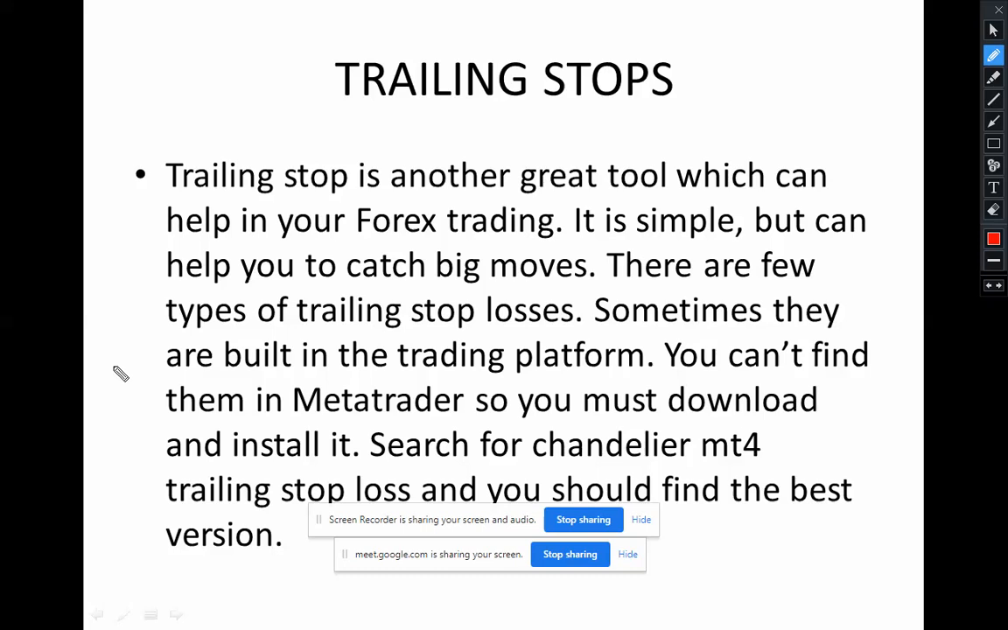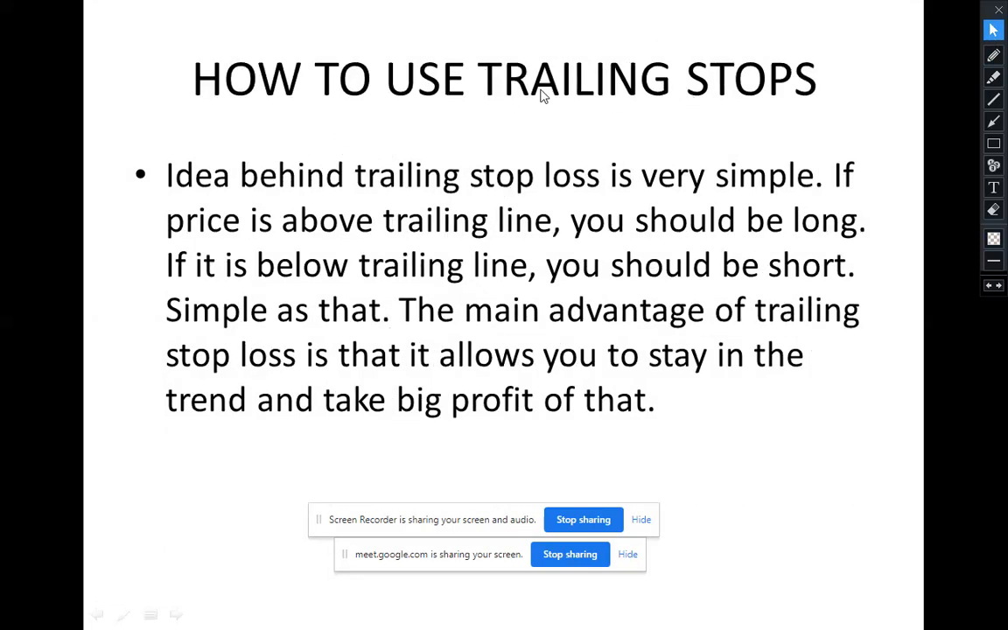It is simple but can help you catch big moves. It is simple to attach and simple to make use of, and it can help you catch big moves in the market. For the trailing stop loss, you find the best version. You can go on Google and search for it. Then also we have how to use the trailing stop loss.